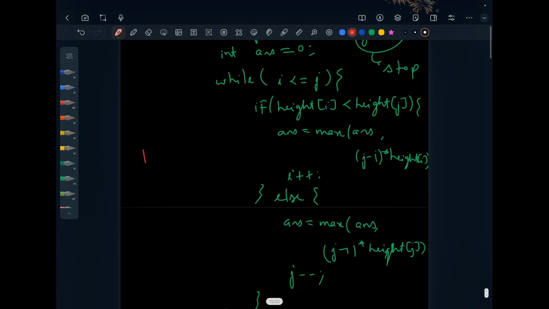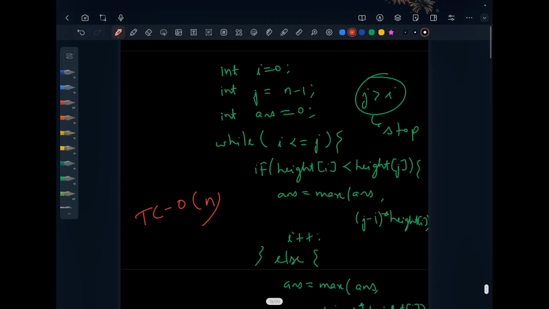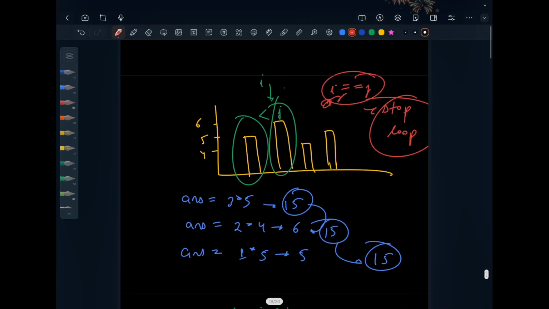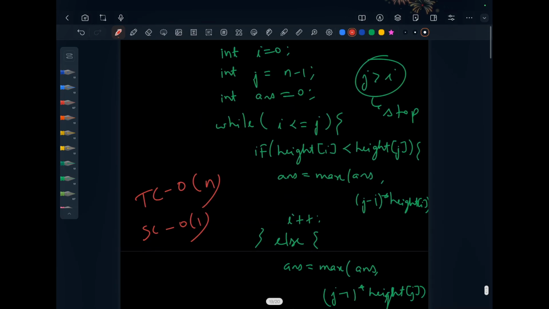The time complexity will be big O of n and the space complexity will be big O of 1, because we are iterating every element only one time, right? i is moving from here and j is moving from here, so all of the elements are only iterated one time. Only one pillar got iterated two times, so it will not make much difference, right? Because at this point we are stopping our loop. So this is our whole code.